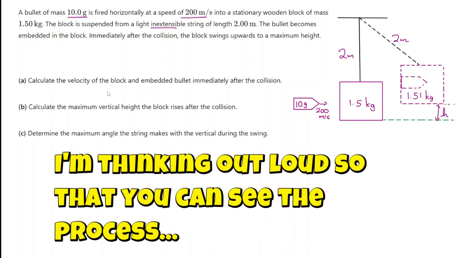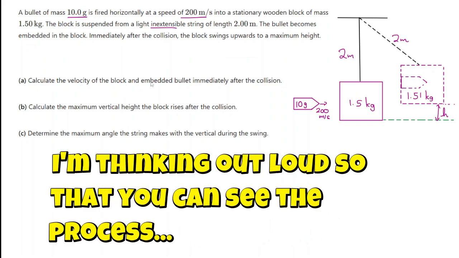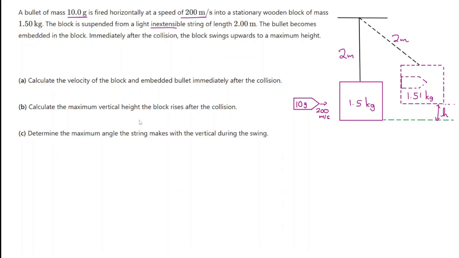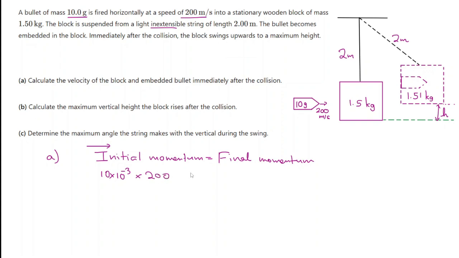Now, calculate the velocity of the block and embedded bullet immediately after the collision. To the right, let's write initial momentum is equal to the final momentum. The law of conservation of momentum, linear momentum. Now, initial momentum is 10 times 10 to the power of -3, that's the mass, multiplied by 200. Final momentum is, the mass is 1.51 multiplied by v. So here you get 1.32 meters per second.